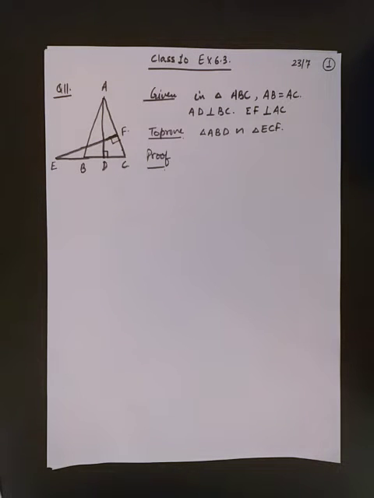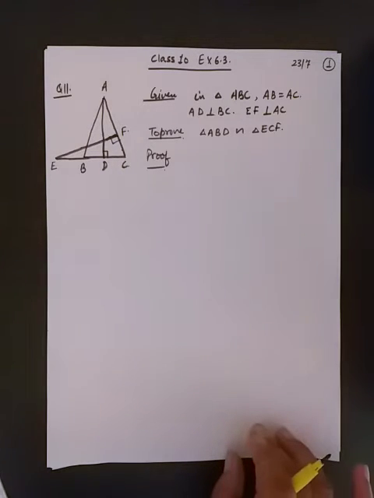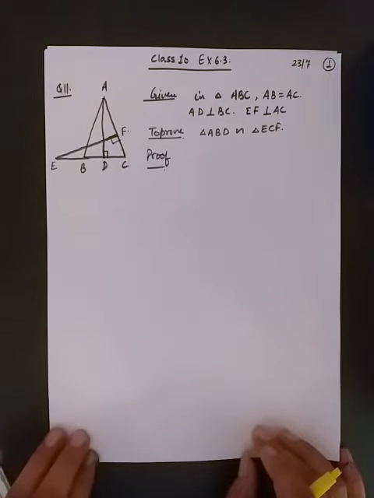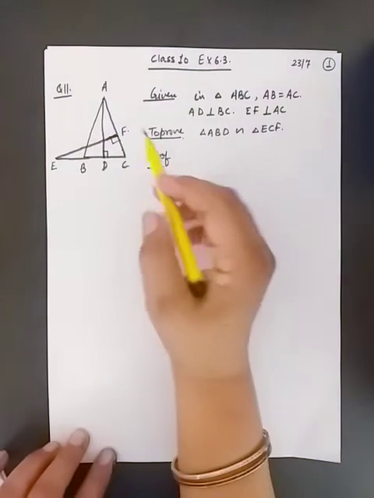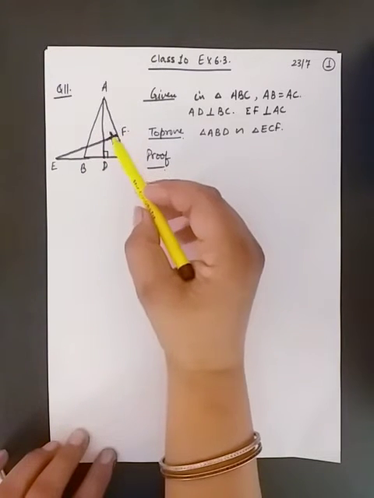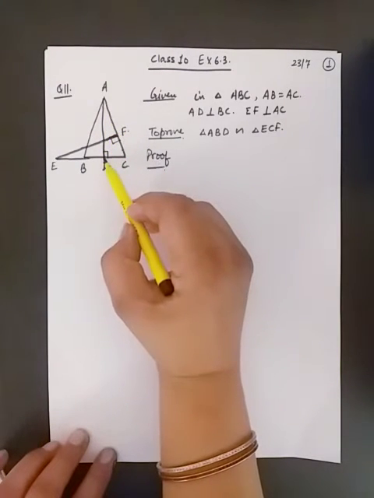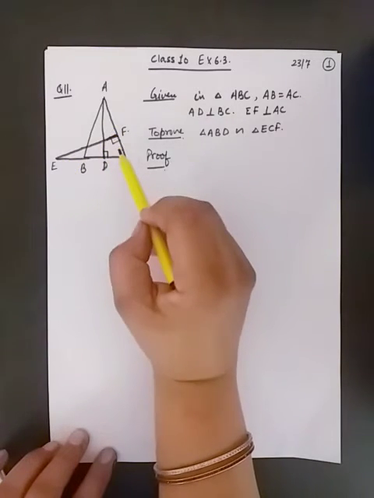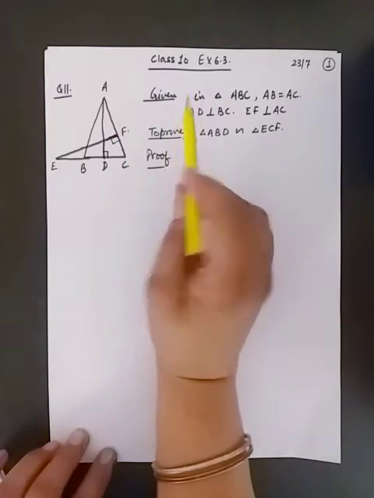Today we are going to do question number 11 of exercise 6.3 of chapter 6. Here in question number 11, the figure is given. E is a point on side CB produced of an isosceles triangle ABC with AB equal to AC. If AD is perpendicular to BC, meaning this angle is 90 degrees, and EF is perpendicular to AC, it means this angle is 90 degrees.